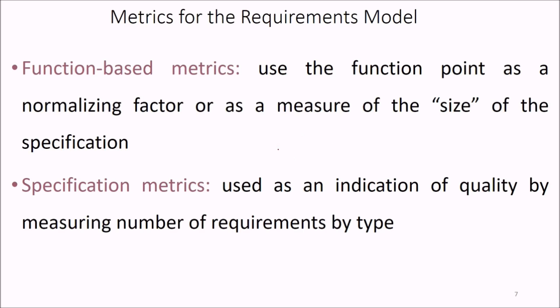So what are the metrics related to the requirements model? Function-based metrics and specification metrics. That is, we use the function point (FP) as the normalization factor, as a measure of the size of the specification, or the specification metric, which is used as an indication of quality by measuring the number of requirements by type.